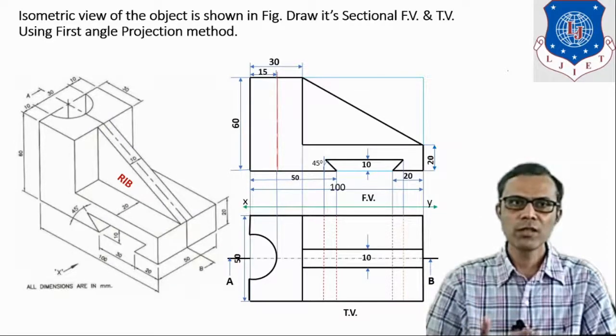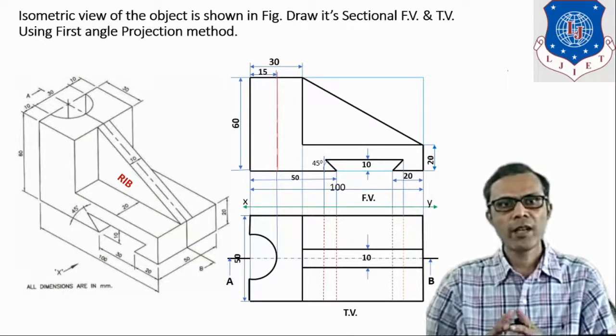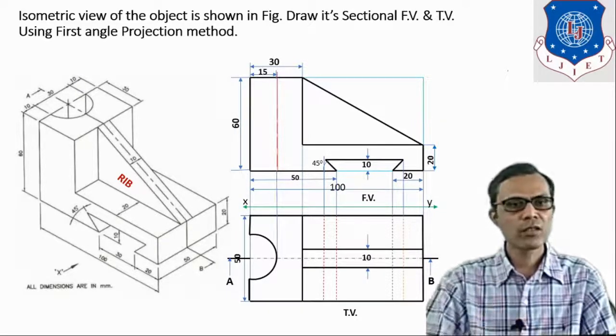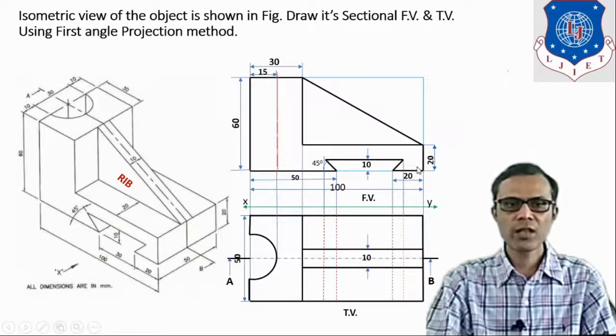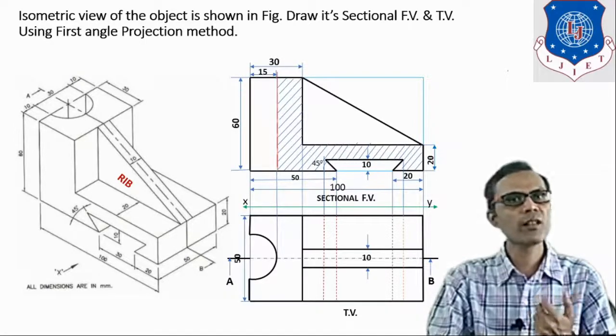Where are hatchings to be drawn? The surface or the material which is being cut by a cutting plane or section plane is to be shown by the section lines. So it is the material which is cut by the cutting plane. So draw hatchings or section lines on the surface. There should be uniform spacing between all the section lines. All the section lines are drawn at an angle of 45 degrees with the baseline. So these are the hatchings, and now it becomes the sectional front view.